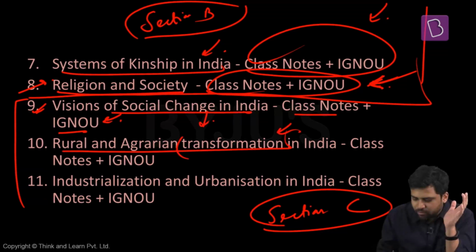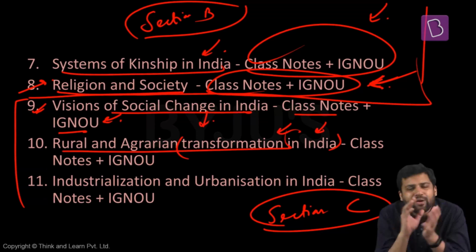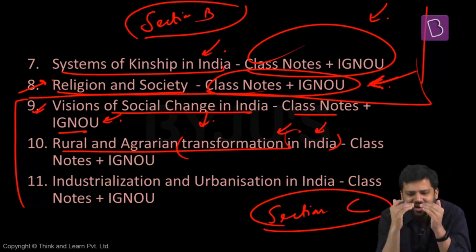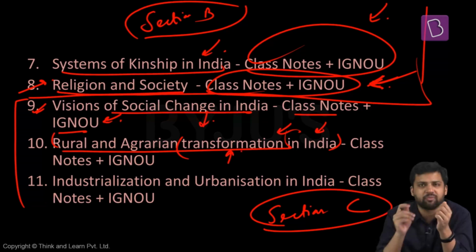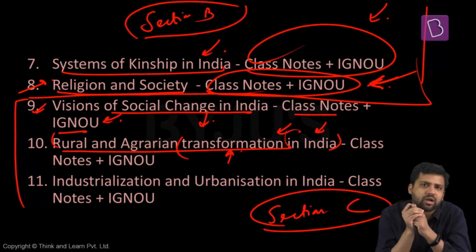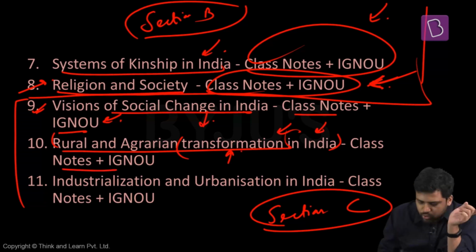Rural and agrarian transformation in India. Now, this particular chapter talks about different kinds of schemes that we have initiated at different points of time, different kinds of policy interventions from the side of the state to bring about this kind of transformation. For example, it talks about green revolution, it talks about community development programs. So all these things are part of it. So here also, class notes and IGNOU will help us.